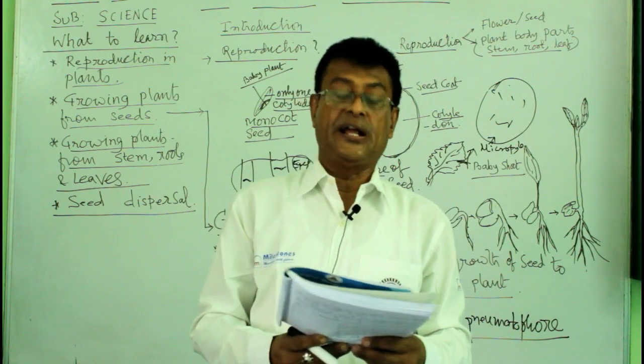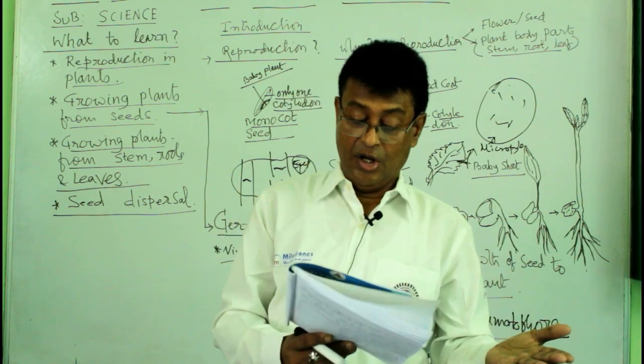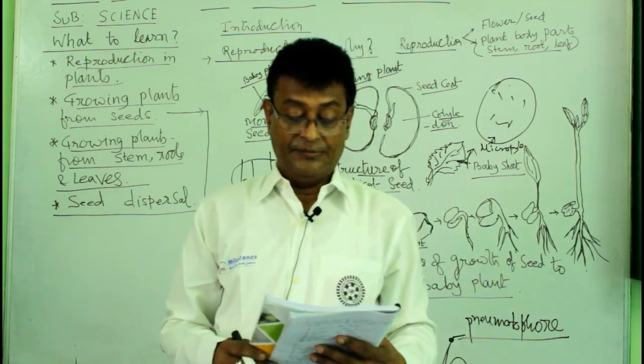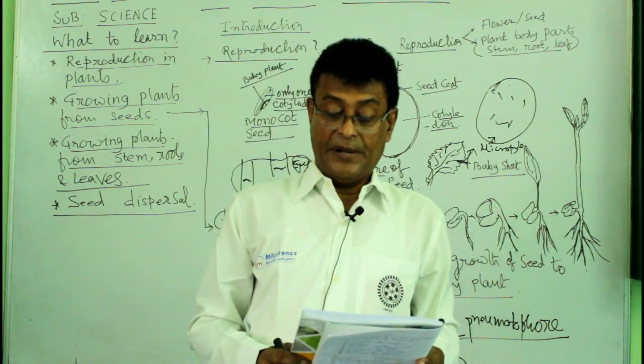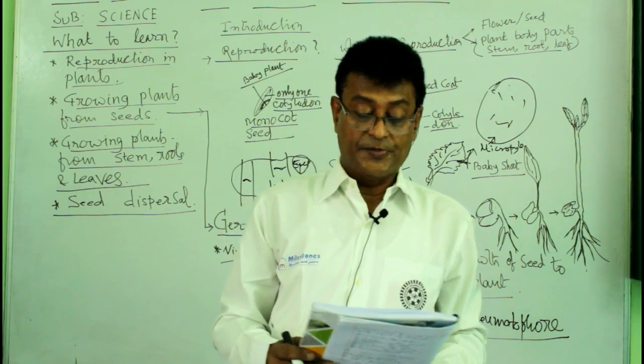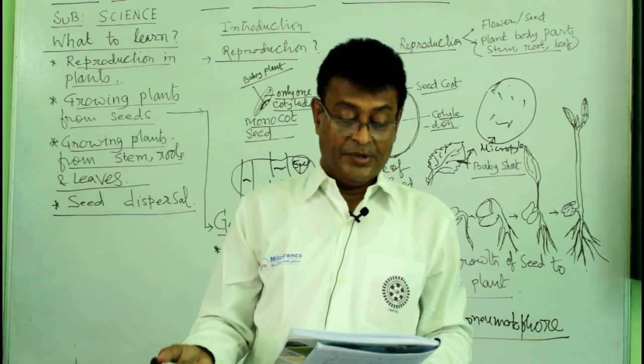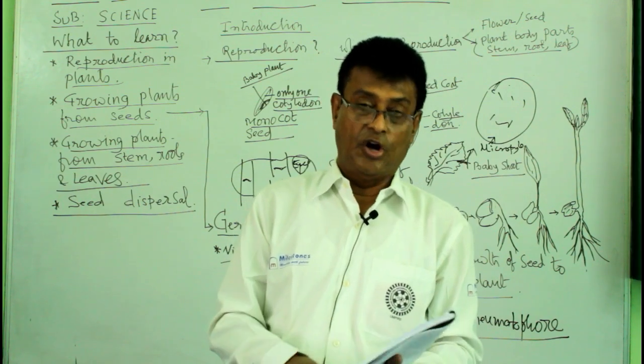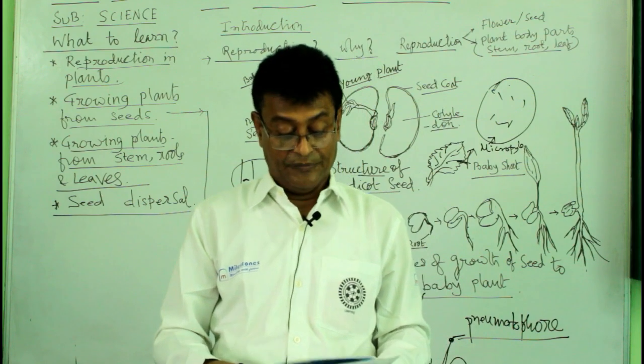Now we have the exercise questions on germination. The definition and the answer you will get in the PDF file. What is seed dispersal? That you will also get in the PDF file. And name the different ways the plants disperse seeds. That is by wind, by animals, by water, and by explosive mechanism. All these you will get in your PDF file, copy from there.